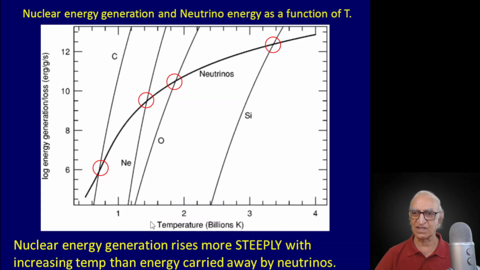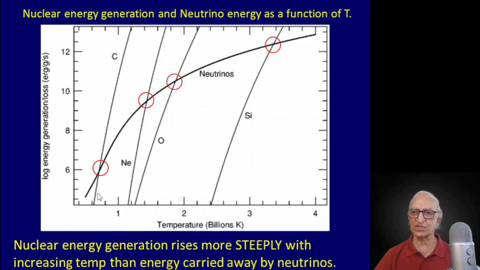And this plot is derived from this calculation. Now let me explain this. What is plotted on the y-axis, increasing vertically, in logarithmic units, is the energy generation due to fusion reactions. Energy generation due to fusion reactions is increasing vertically. What is plotted on the x-axis is temperature in units of billion degrees. So this is 10 to the power 9 Kelvin, and so on.